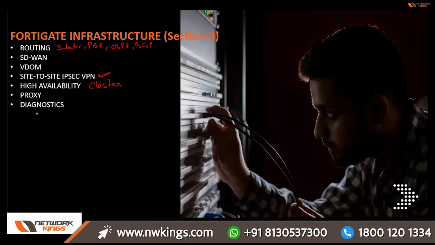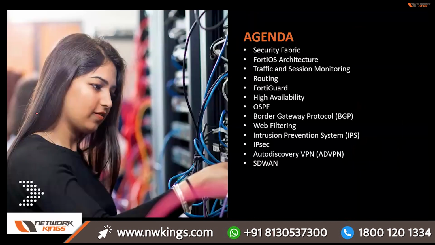Now, if I quickly show you the content of NSE 7, most of the topics in NSE 7 are exactly the same as NSE 4. Security fabric, architecture, which is part of the basic introduction of the firewall. Traffic and session monitoring, that is the logging part, routing, high availability, OSPF, BGP, web filter. These are the UTM features, right? Then you have IPsec VPN. This is a new one, ADVPN, and SD-WAN, right?